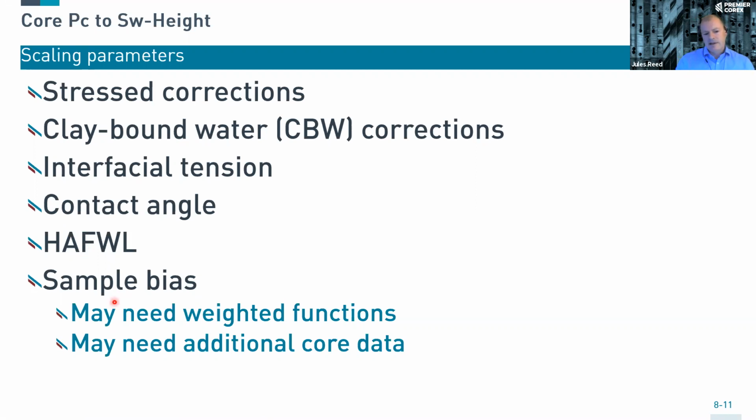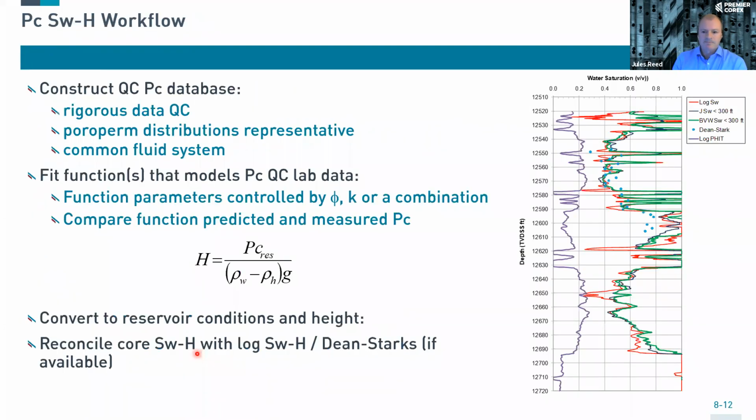And then another one on the list here: sample bias. If we observe that a particular range of porosities or permeabilities has been missed in our sample selection, then that could bias our data. So we may need to begin to look at weighted functions for our height model rather than just a direct correlation, or we need to go and acquire additional data for those missing portions.